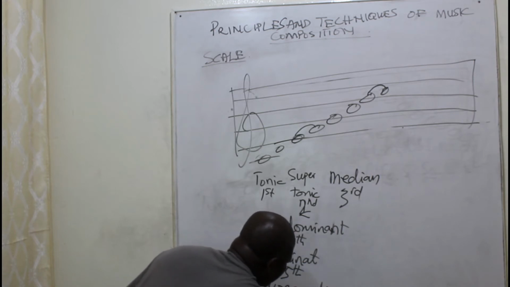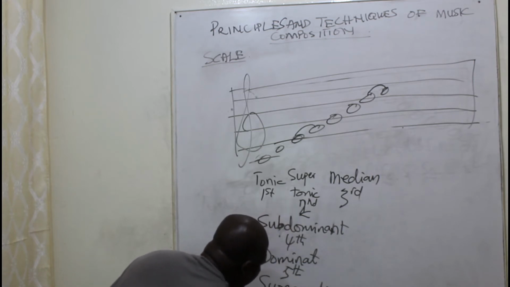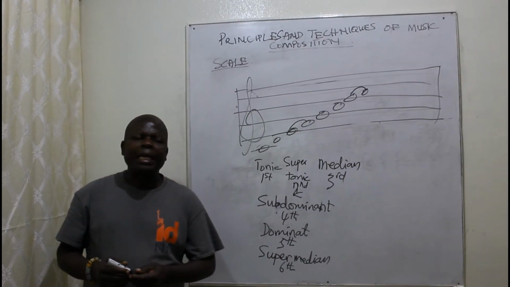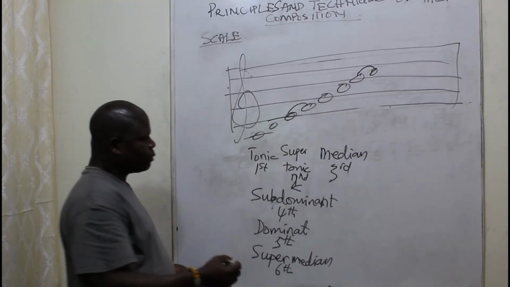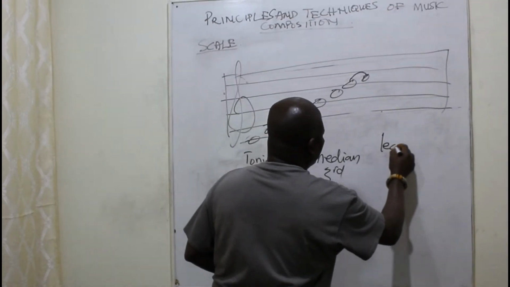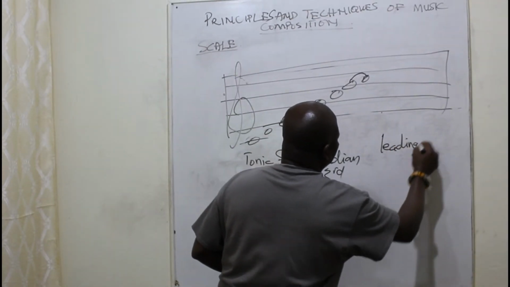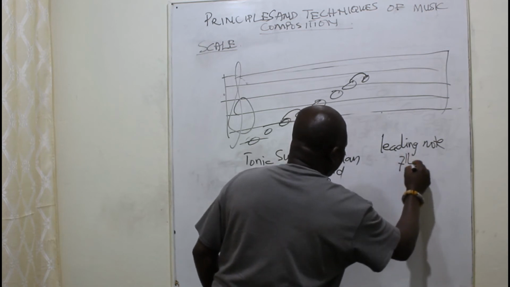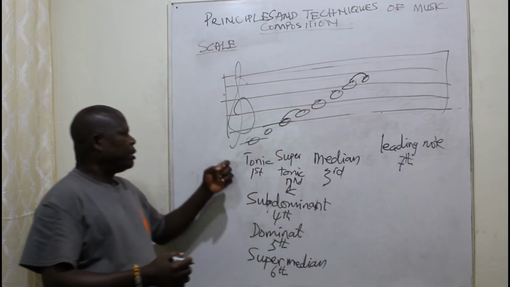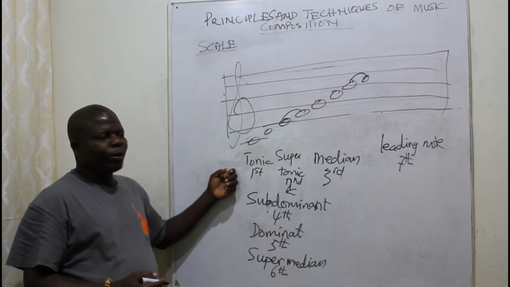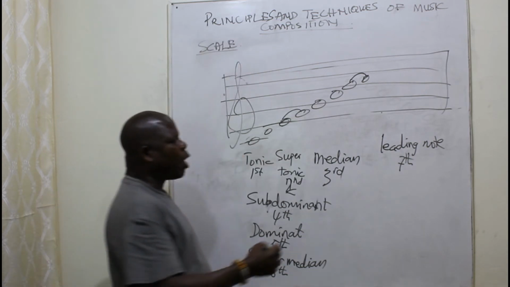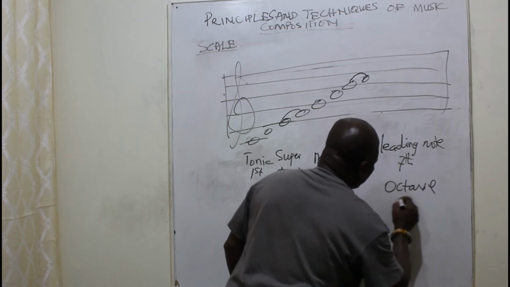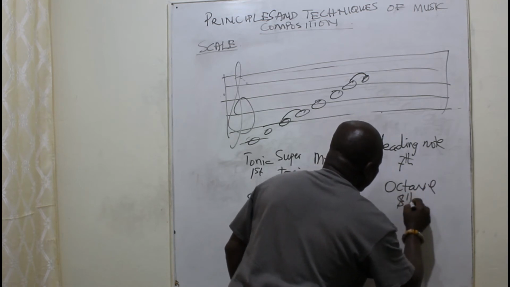That is the sixth degree. And then you have the leading note. That's the last one, and that is the seventh degree. Then you come back to the tonic. The next tonic, you call it the octave, which is the eighth degree.